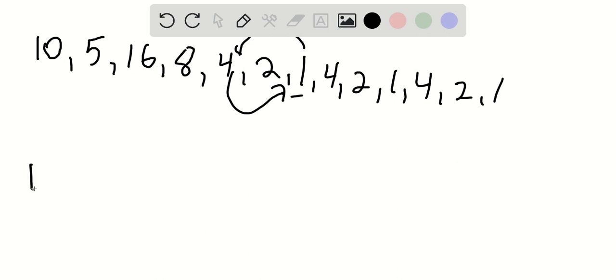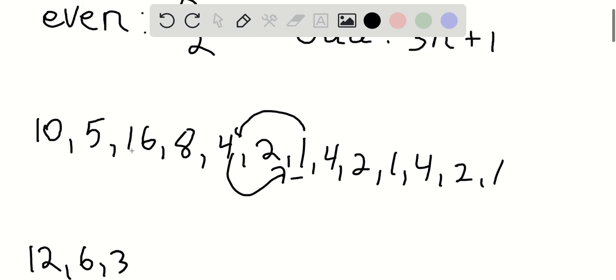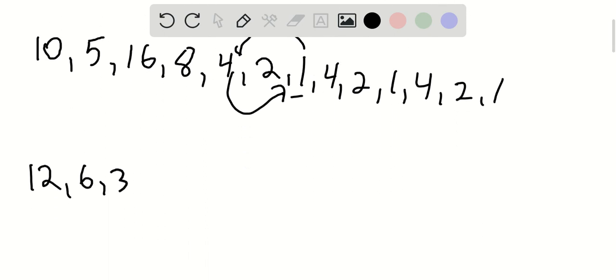Maybe 12. Let's pick 12. Okay, so 12 is even, so we divide it by 2. And what do we get? We get 6. 6 is even, so divide that by 2. We get 3. Okay, 3 is odd, so 3 times 3 is 9. 9 plus 1 is 10. Ooh, but now what happens?